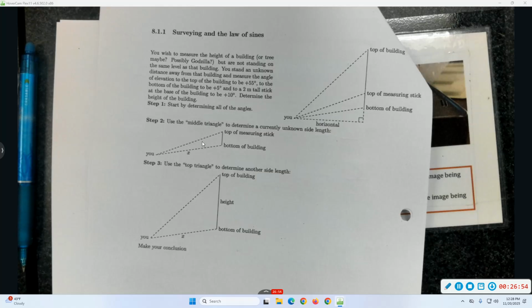You can't use the strategy we did before because you don't know that you're standing at the same height as Godzilla. Maybe he's on a hill.